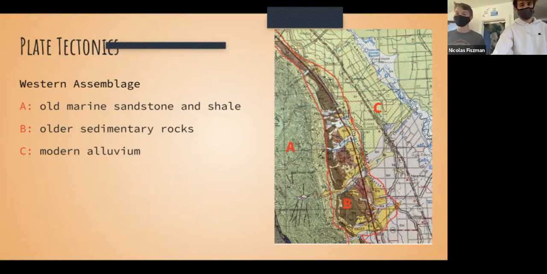As for B, the older sedimentary rocks being exposed on the surface is also a result of the Farallon plate subduction. These are just different types of rocks. There are also rocks that you may find as much older, deeper layers of the Great Valley. And moving into C, which is the valley itself, it's just the modern alluvium or sediments, soil, whatever you want to call it, that are a result of water erosion.